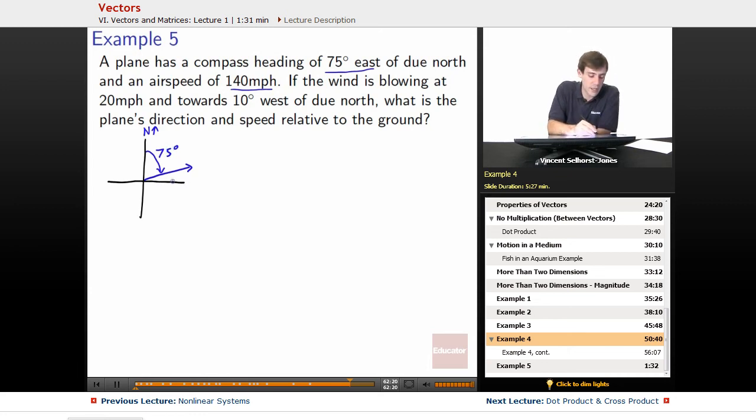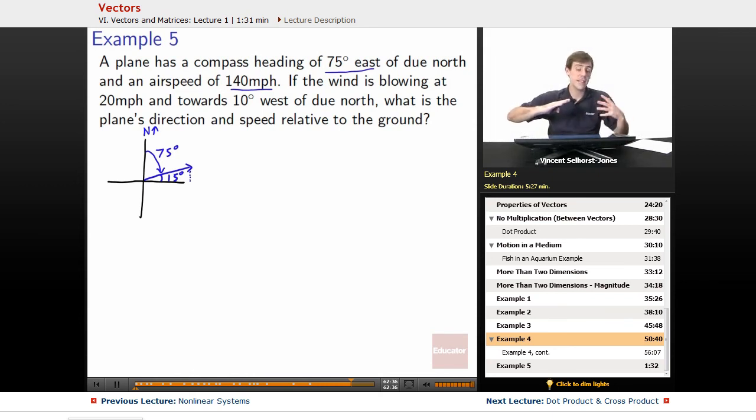So if we want to figure out what's the angle in here, because we'll probably want that for figuring out other things, that's going to be 15 degrees, right? So it's 15 degrees for our normal theta that we're used to. Okay, so that's the plane, the direction that the plane is headed is going like that, right? It's going off in this way.